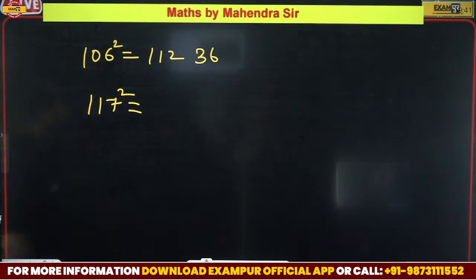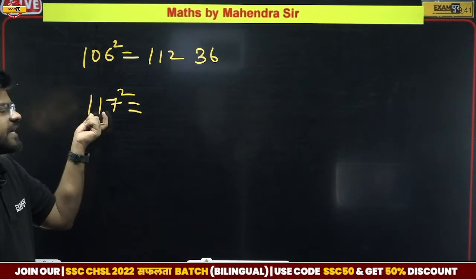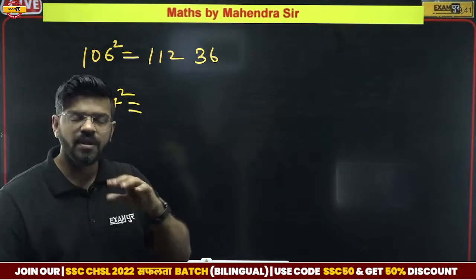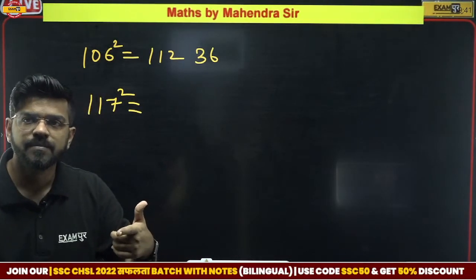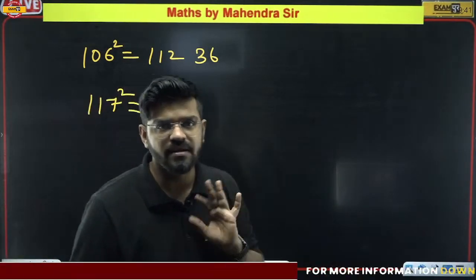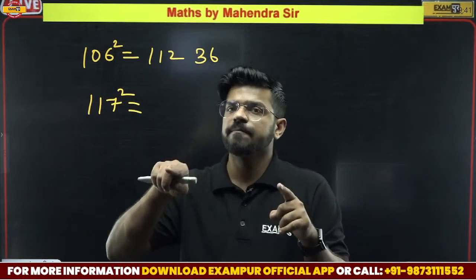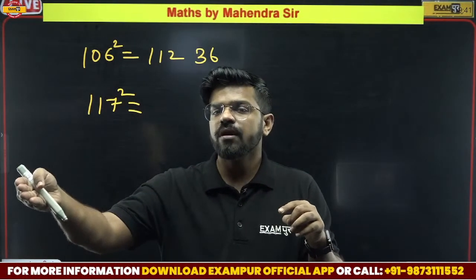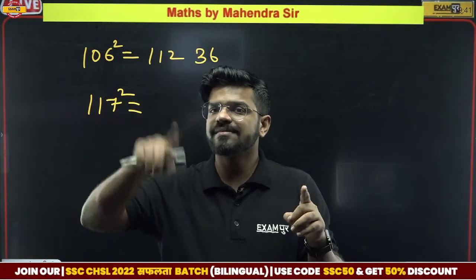117 square. So you know that it is 17 more than 100. So 17 square is 289. So the last two digits are 89, that is confirmed, and 2 is carry. 17 double is 34, 2 carry is 36. 136 89.